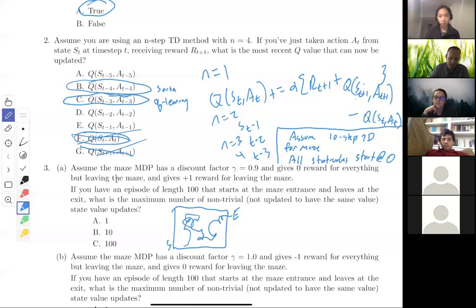So let's say we look at our beginning state, right here. So that can only be updated after 10 steps, right? So after 10 steps, then we can update that first one. But it's still going to be zero because the reward all along the way is zero and our final state value is zero. And so this guy is going to get updated to zero. And similarly, this one's going to get updated to zero. And this one's going to get updated to zero all the way through. Everything gets updated to zero until what happens?